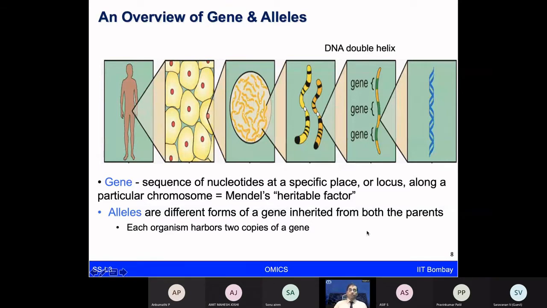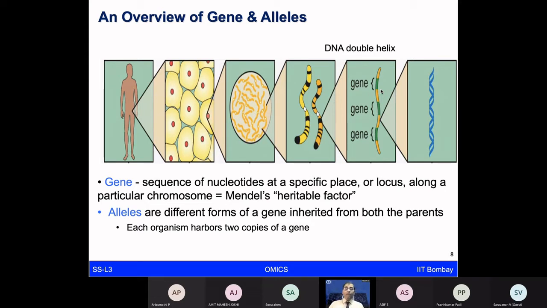Yeah, so the genes are the sequences of nucleotides at a specific place, the locus, where they are located on the chromosomes, like in this case here. Mendel thought that those are heritable factors, factors which can be passed on from the parents to the offsprings. Even for the same gene, there could be different alleles which show variation. It is the same gene which is going to be inherited, but we take it from both the parents.